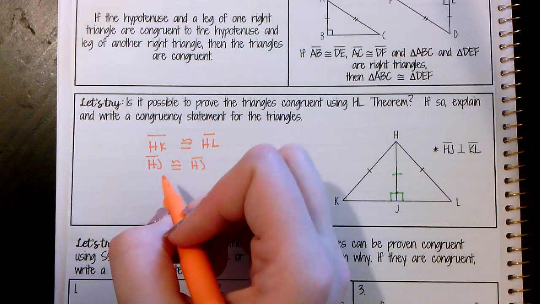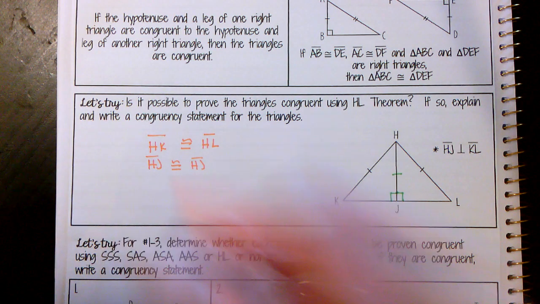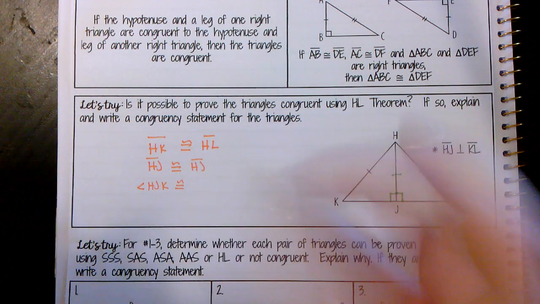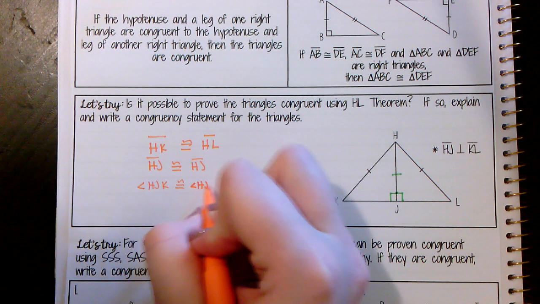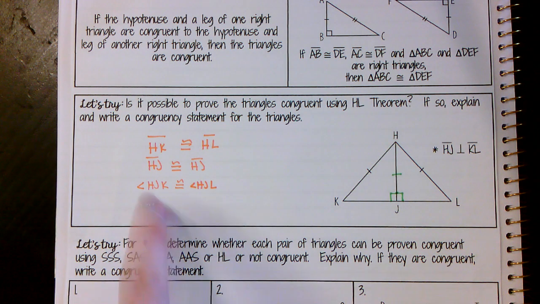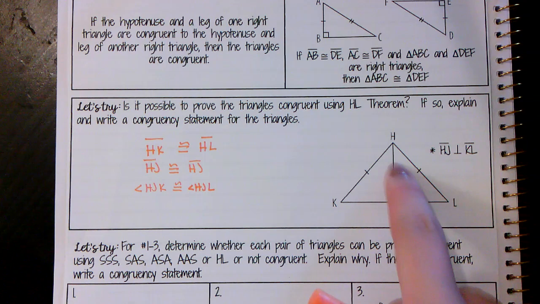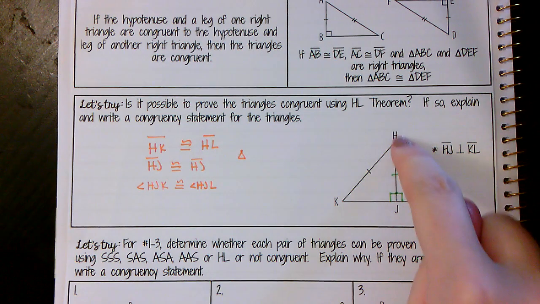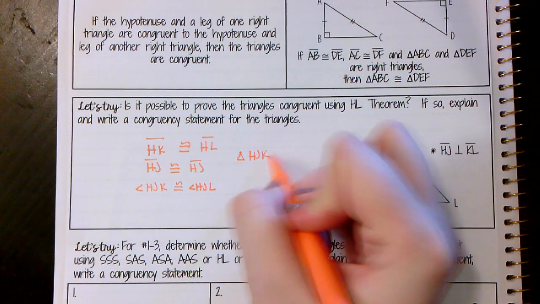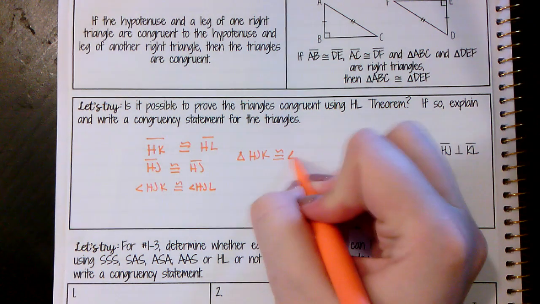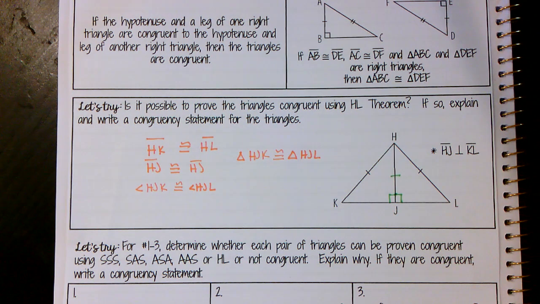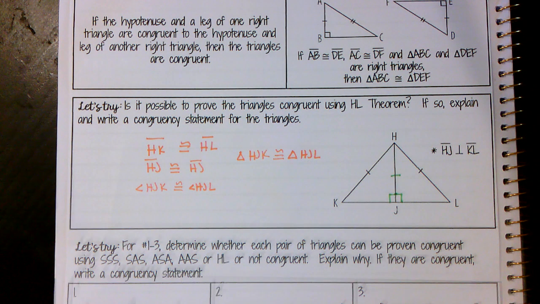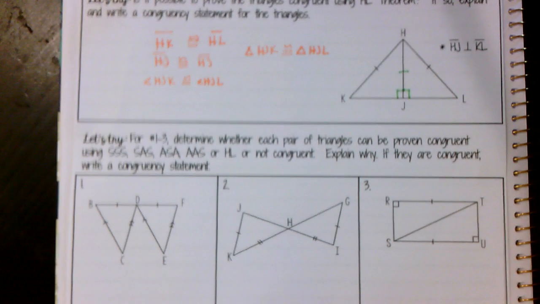And angle HJK is congruent to HJL, right? So if that angle is the same, they both have a 90-degree angle, they share a leg, and they have the same hypotenuse, then they are congruent. So both triangles are congruent. Triangle HJK is congruent to HJL. Make sure you put triangle. See, triangle HJL is different than angle HJL. So that's important.